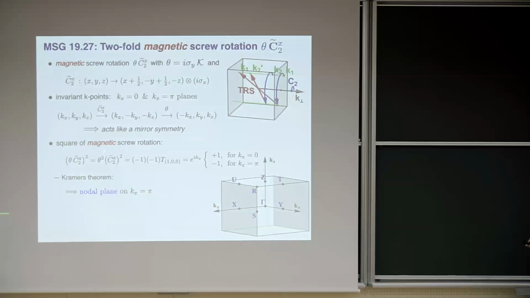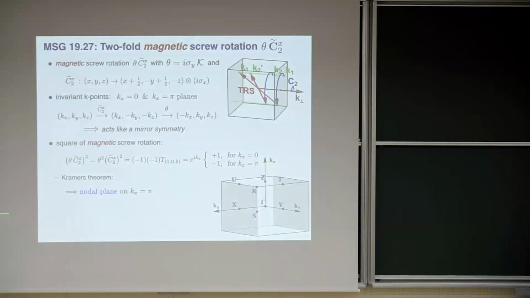So we get a -1 from the time reversal symmetry, because it's a time reversal of spin 1/2 particles. And then we have another -1 from the spin part of this screw rotation. And then we get this translation operator as before, but now along the x-axis. Applied to a Bloch state, this gives you e to the ikx. Evaluated on the invariant planes, we get either +1 for k equals 0 or -1 for k equals pi. So that means if we are in the k equals pi plane, we have indeed the anti-unitary symmetry that squares to -1. And we can repeat Kramers' argument to derive the presence of orthogonal states on this plane.